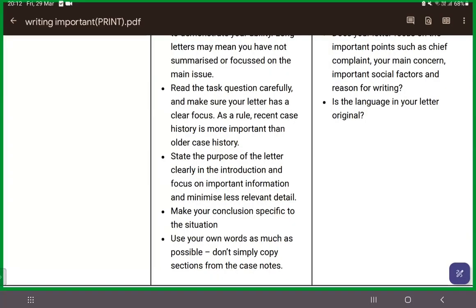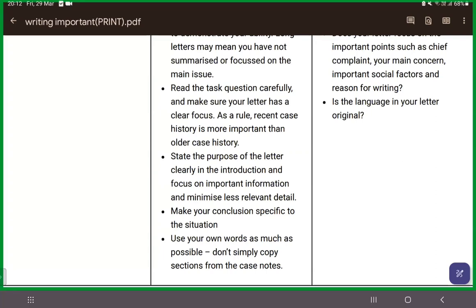Next point is make your conclusion specific to the situation. When you are concluding your letter, that is our discharge paragraph. Your discharge paragraph should be specific to the situation, not to include irrelevant data. Always select relevant data. That means the data that the recipient should know, that kind of data you need to select for the conclusion.